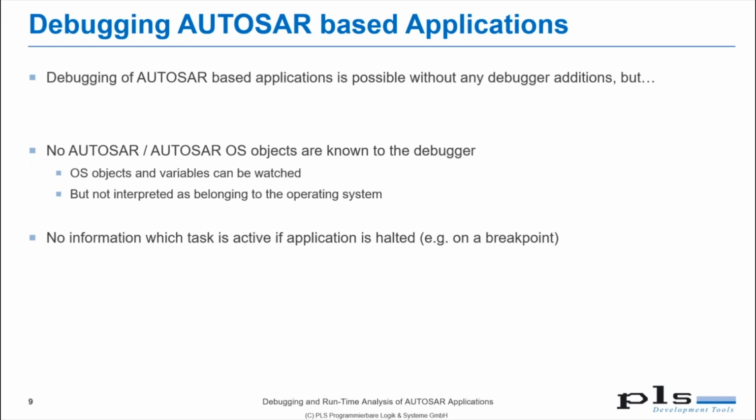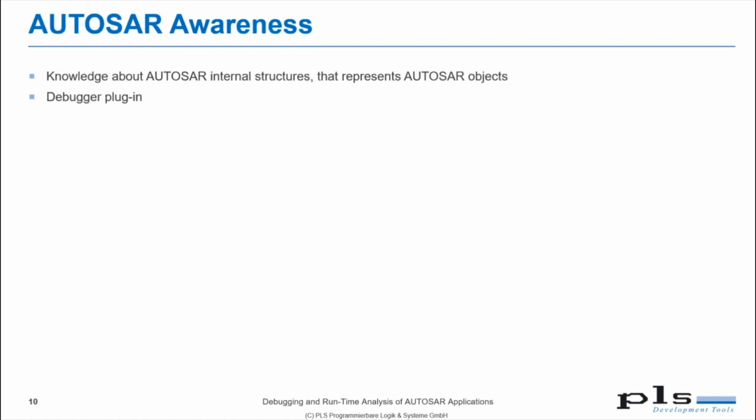It also applies to other operating systems or real-time operating systems. If you halt your application, then typically you want to know which task is currently executing your function where the breakpoint, for example, was hit. And for that reason, you need operating system or respectively, in our case, AUTOSAR awareness.